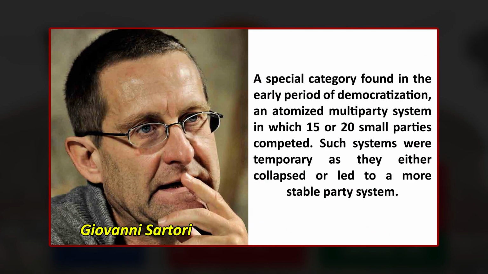Sartori also mentioned a special category found in the early period of democratization, an atomized multi-party system in which 15 to 20 small parties competed. Such systems were temporary as they either collapsed or led to a more stable party system.